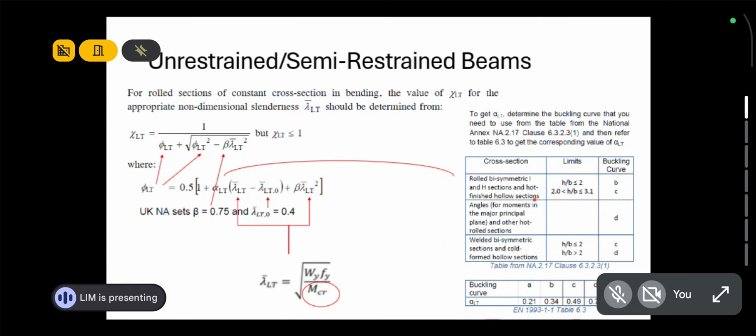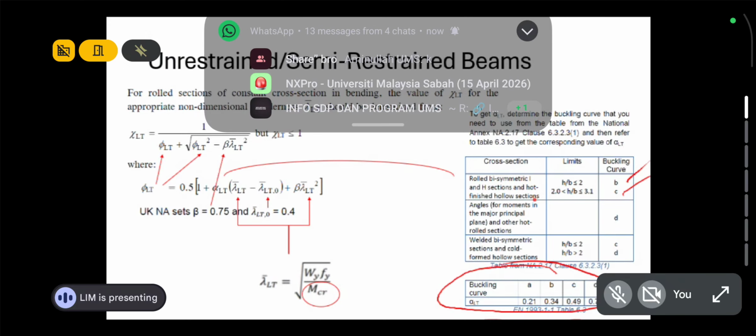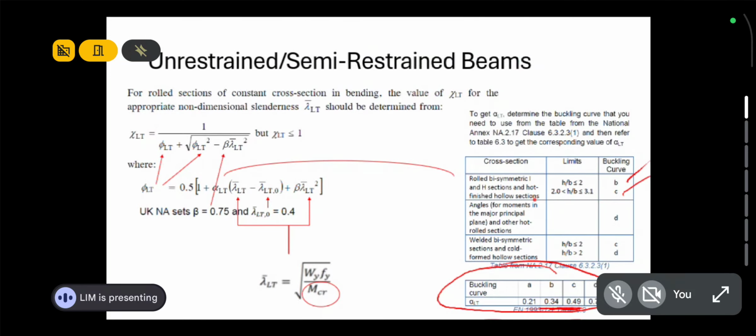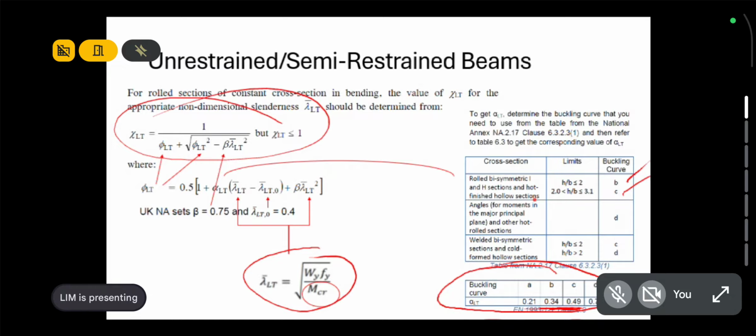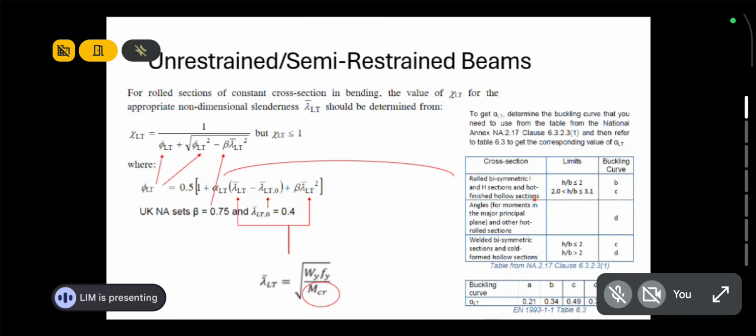So once you've decided whether yours is B or C, then you go to the table below. Then you can get your alpha LT, whether it's B or C, 0.34 or 0.49. Okay, so everything in this XLT formula we have already established except one. There's one more that's missing. Lambda LT. Everything in that formula we have already except lambda LT.